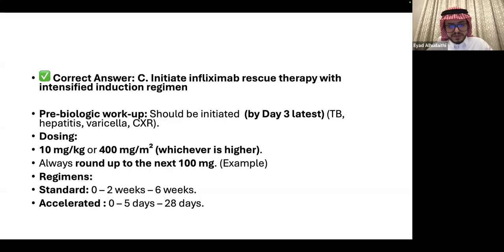Usually we like more drug than less. And the standard regimen is 5 milligram per kg or 200 milligram per meter square. Standard is 0 to 6, while the accelerated is 0, 5, and 28 days. So he will receive all the doses within the first month.